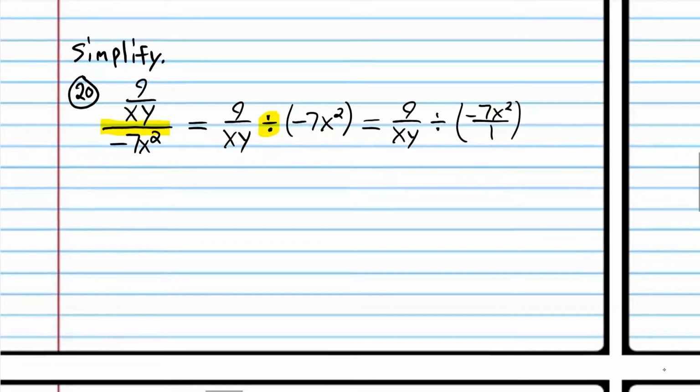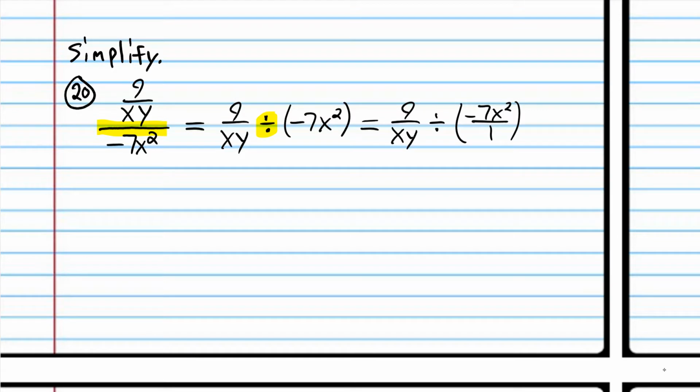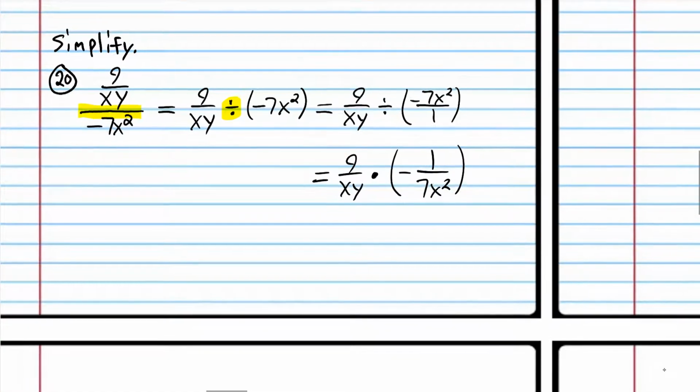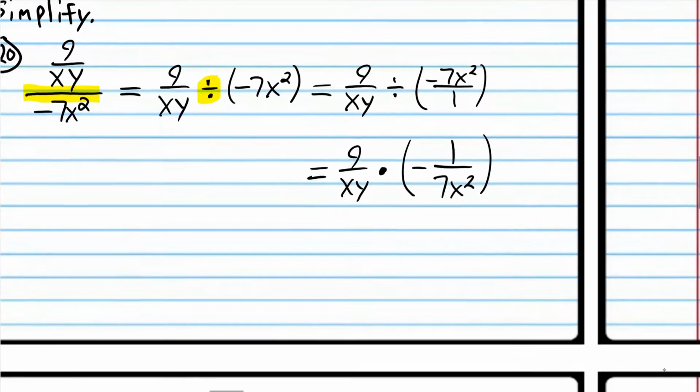So now the big question is, how do we divide fractions? Do you remember how to divide fractions? Well, we change to multiplication and we flip the divisor. So again, we've done this, whoops, I forgot to flip it. So 1 over 7x squared. So we've done this millions of times in my arithmetic course and so on and so forth.